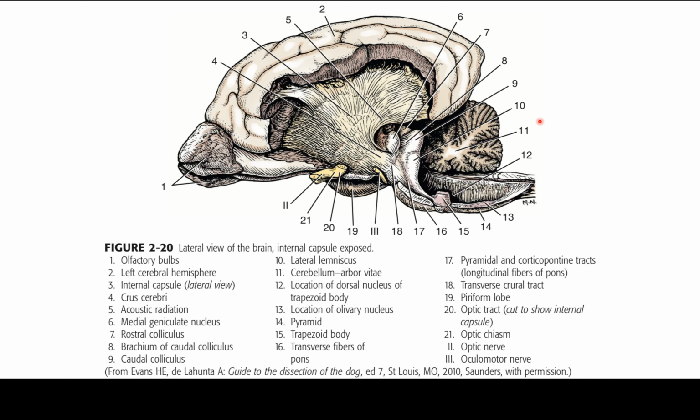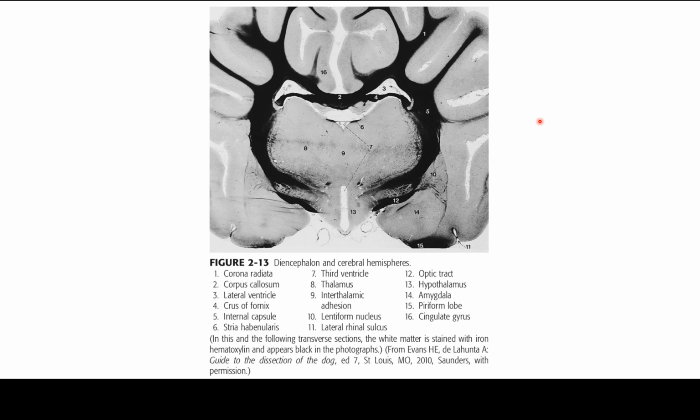On the next figure you can see, the internal capsule is the only structure connecting the cerebral hemisphere with the brainstem. It consists of neuronal axons projecting from the cerebral cortex to the brainstem and neuronal axons projecting from the thalamus to the cerebral cortex. The brainstem includes the diencephalon, mesencephalon, ventral metencephalon, also known as pons, and myelencephalon, also known as medulla.